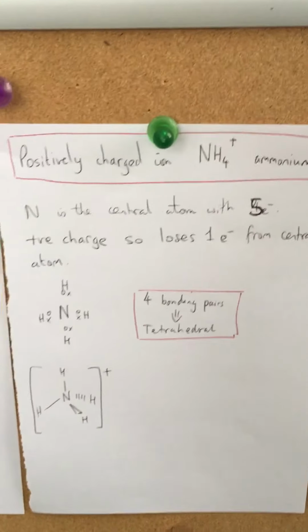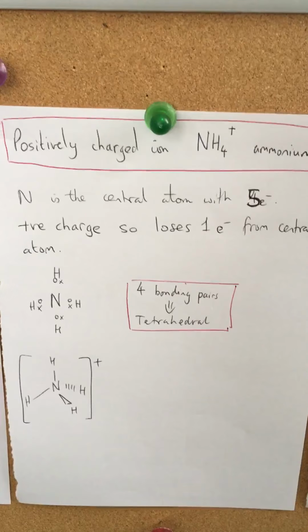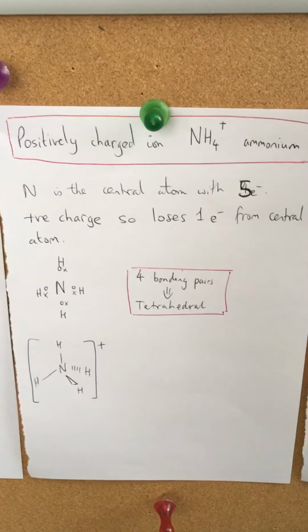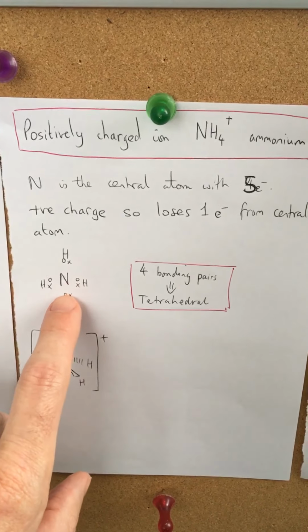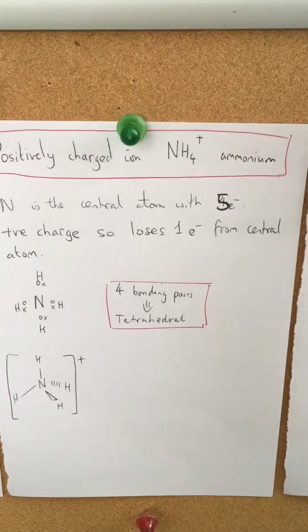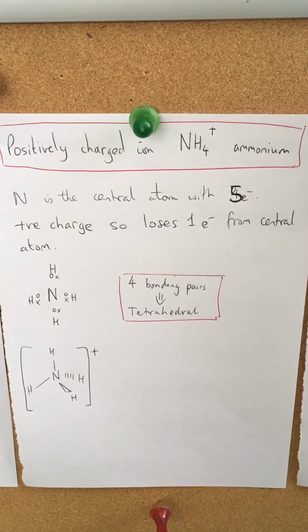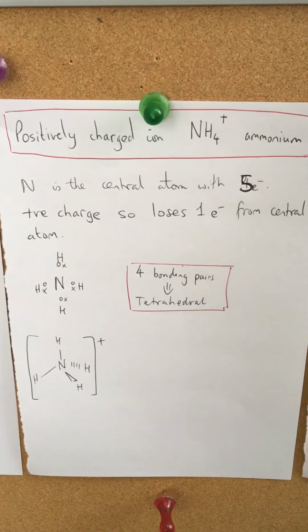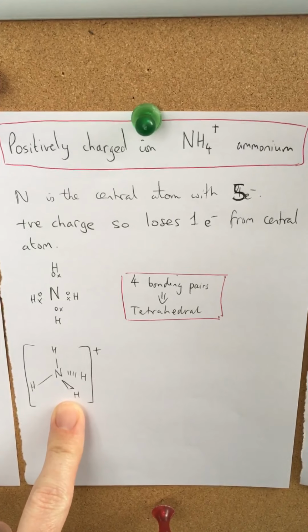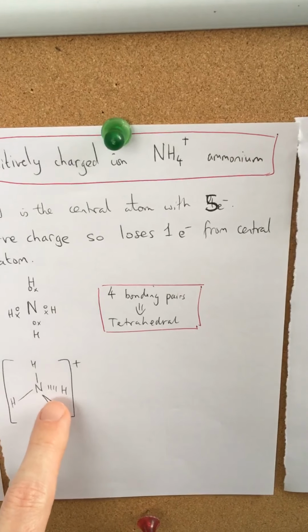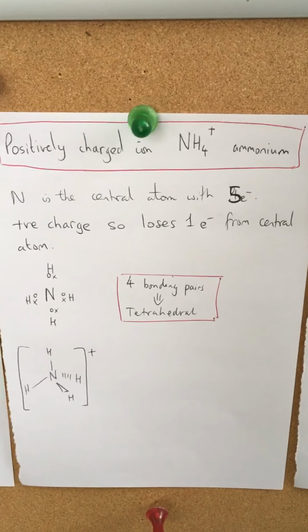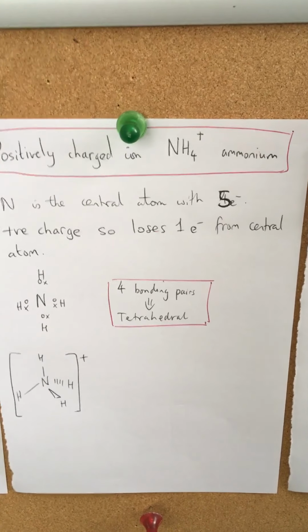What about a positively charged ion, for example NH4+, ammonium? Again, N is the central atom with 5 electrons. There's a positive charge, so we're going to lose 1 electron from the central atom. So you can see you've got 4 circles for the nitrogen electrons, then pair up with the 4 hydrogens. It's 4 bonding pairs, which leads to a tetrahedral structure. So draw a tetrahedral structure like CH4 in the other video: 1 H forward, 1 back, 1 to the side, 1 straight up. That's the diagram there. We could also talk about bond angles as well.